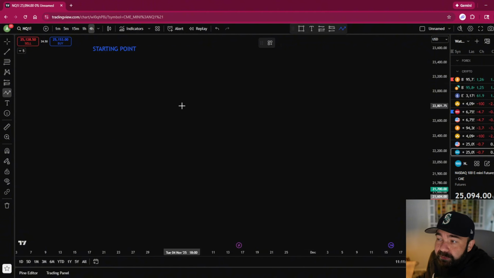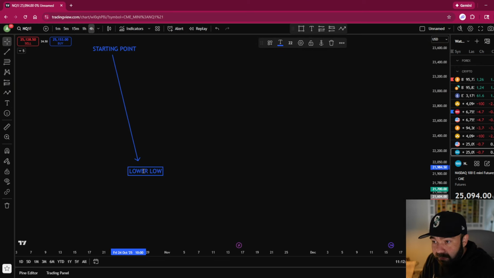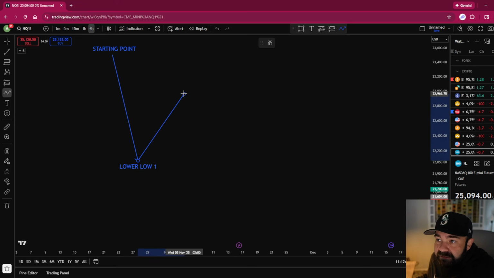I'm going to show you a bearish trend right now, just so we can break it down because it directly applies to our chart. The bullish trend, you would just flip it. So let's have our starting point, and we're going to have our first drop down. This is going to create our lower low one. So we're going to label it lower low one. Why is it called a lower low? Because we have a starting point, we have a drop, and this creates a new low before it reverses back up.